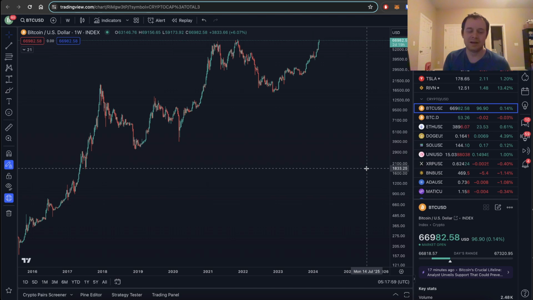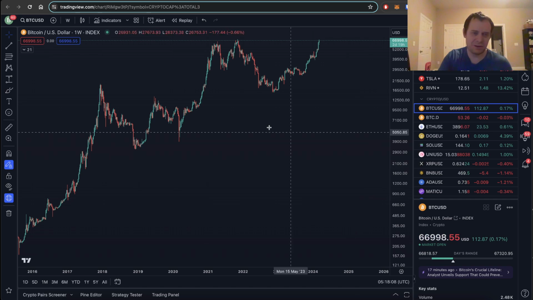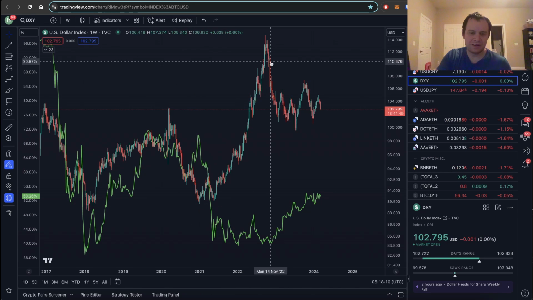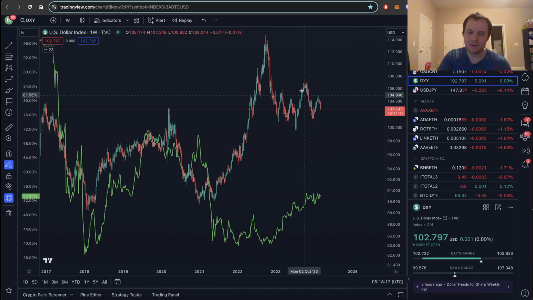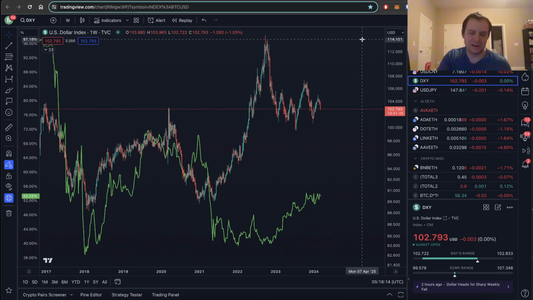Because the problem with crazy rallies is that you then end up having to digest that for a much longer period of time. It's the same thing with the dollar, right? When you get these crazy rallies by the dollar, then you have to digest that move for a long time before you can actually get another sustained move to the upside.